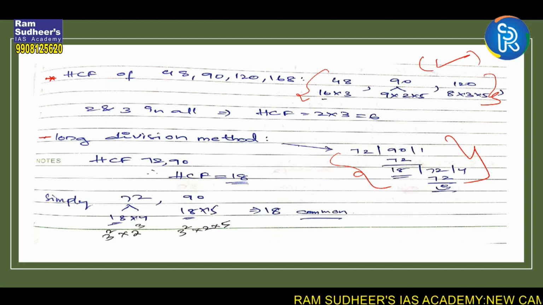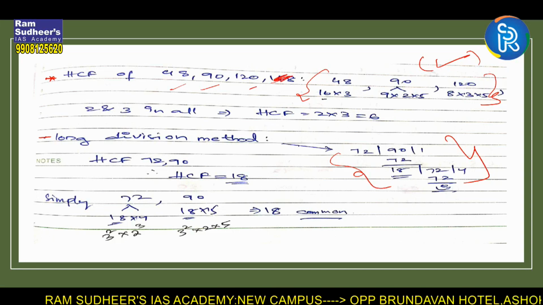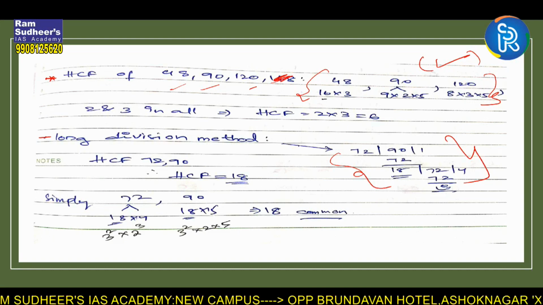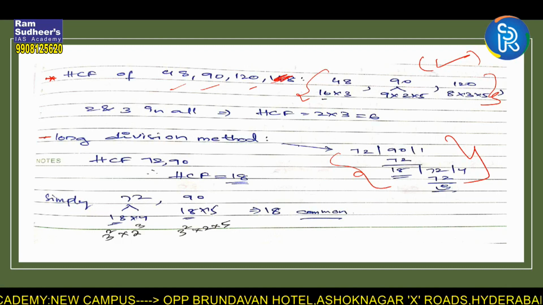So let's just start finding HCF of 48, 90, 120 and 168. Sorry my friends, here 168 is not available, so I'll just remove it. And even if you are to calculate for 168, that should be easy. Now let us calculate the HCF of 48, 90 and 120.